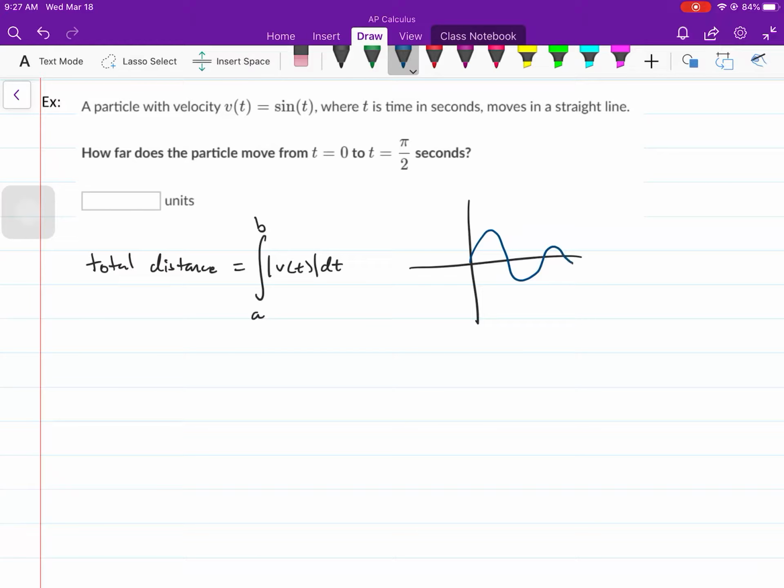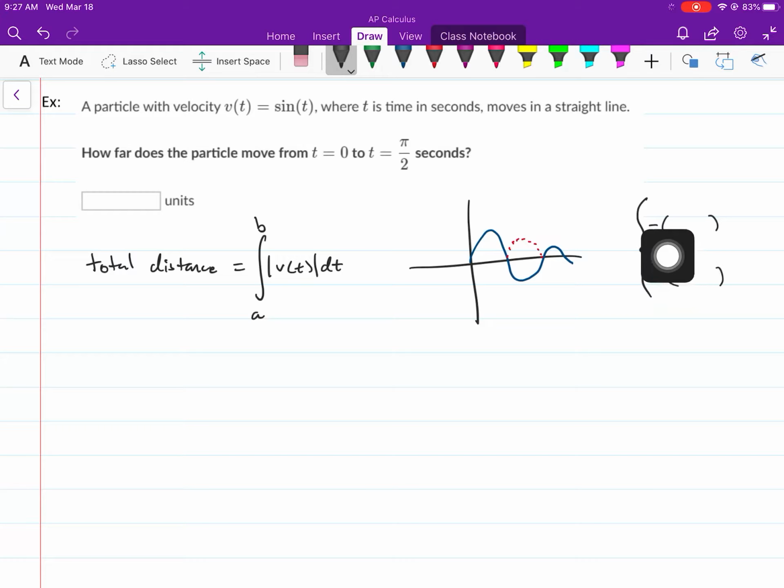So if you were to have your velocity curve and it's doing some stuff, in order to take the absolute value of it, you have to figure out which parts are negative and flip it. And how do we do that? Well, we have to use a piecewise function. We have to create a piecewise function, and wherever it's negative, you'll do the opposite of that function, and wherever it's positive, you just keep that function the same.